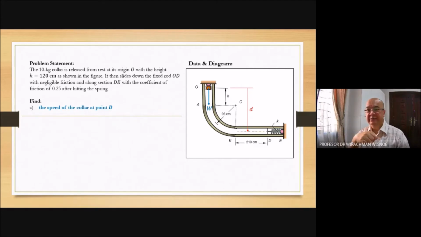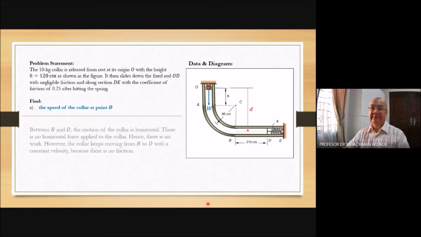Let's see from B to D. From B to D, the collar will move horizontally. The force on the collar is still its own weight, vertically. So we have vertical weight, but the displacement is horizontal. The work will be zero because there is no force parallel to the direction of displacement. Since there is no friction between B and D, the velocity at D will be the same as B. We have vD equal to vB.